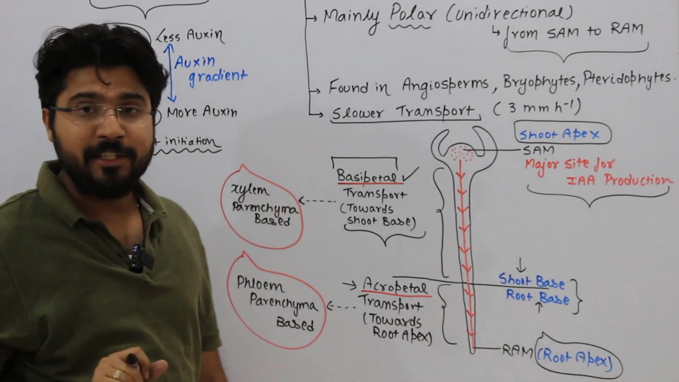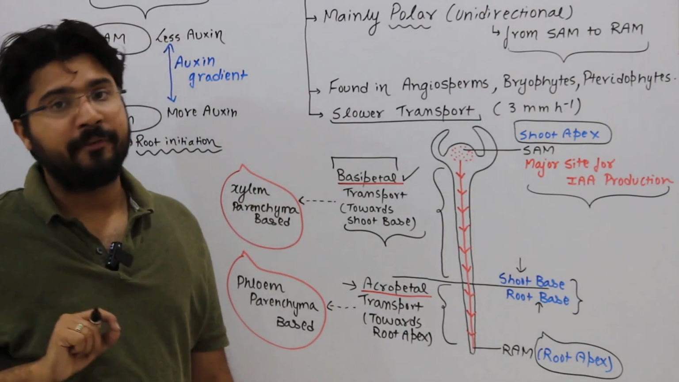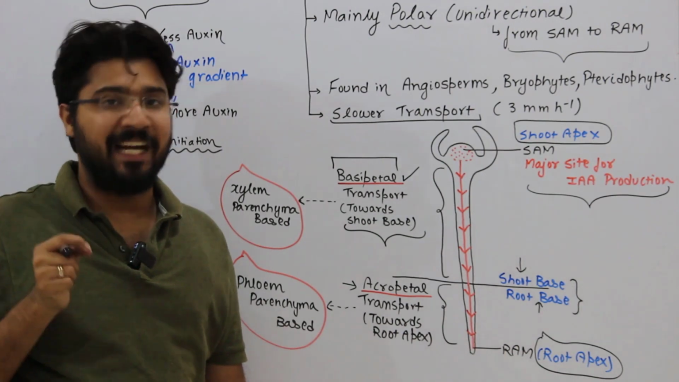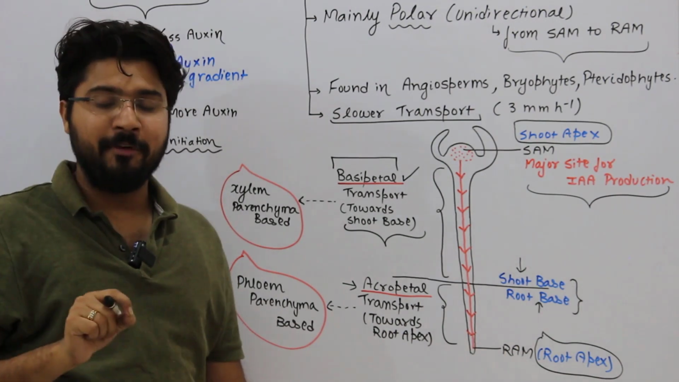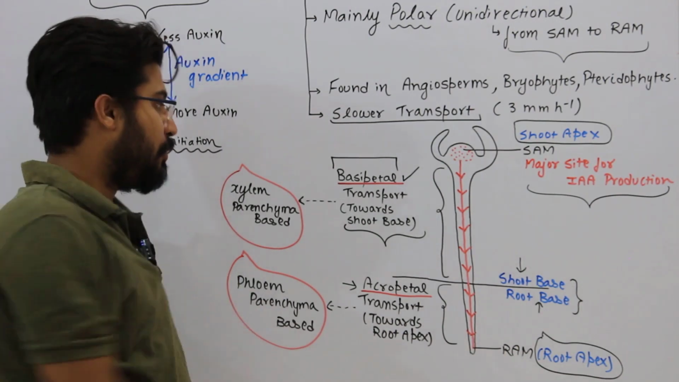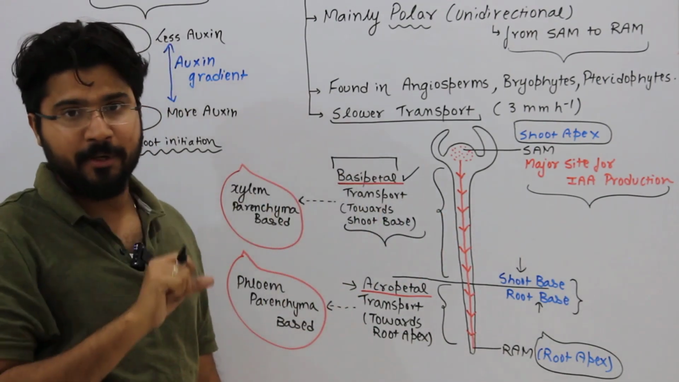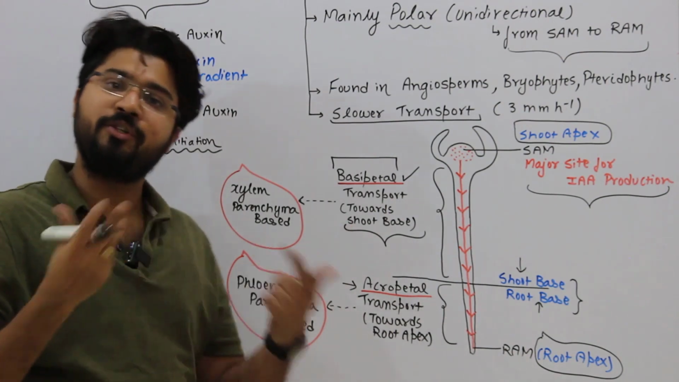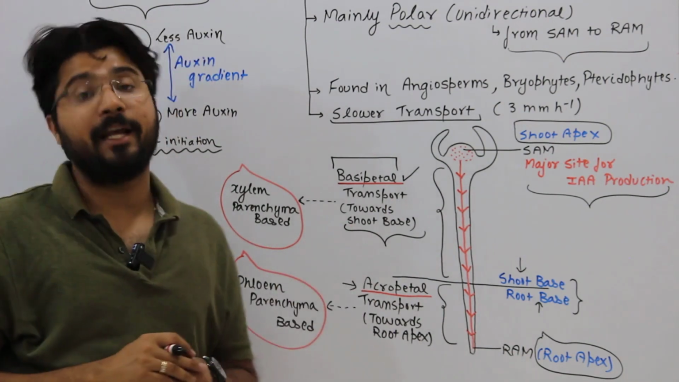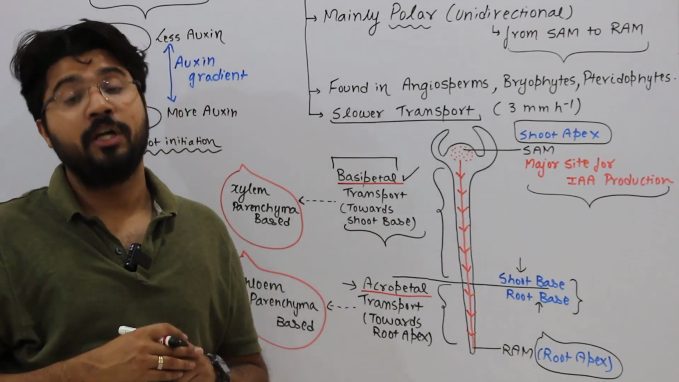So we have clearly seen that auxin direction is quite fixed. Once it is produced in the SAM, it moves towards the RAM, and it is a unidirectional transport. The part above the ground is a type of basipetal transport because it is towards the shoot base, and below the ground it is an acropetal transport because it is towards the root apex.